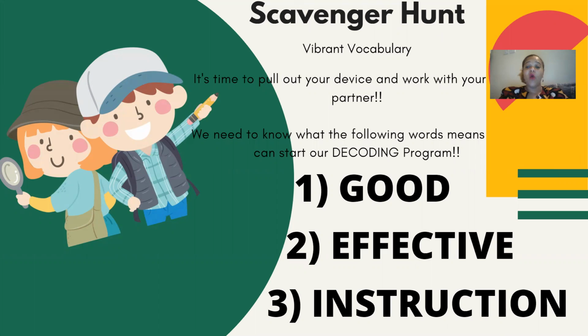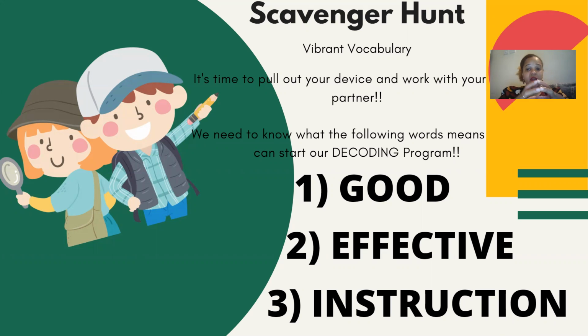So right now, we're going to find 3 words. Your 3 words are good, effective, instruction. In order for us to talk about this and really make this part of our objective and learning for today, we need to know exactly what we're talking about. So pull out your device, hit pause, and Google search. And I want you to tell me in your notes, what does good mean? What does effective mean? And what does instruction mean?